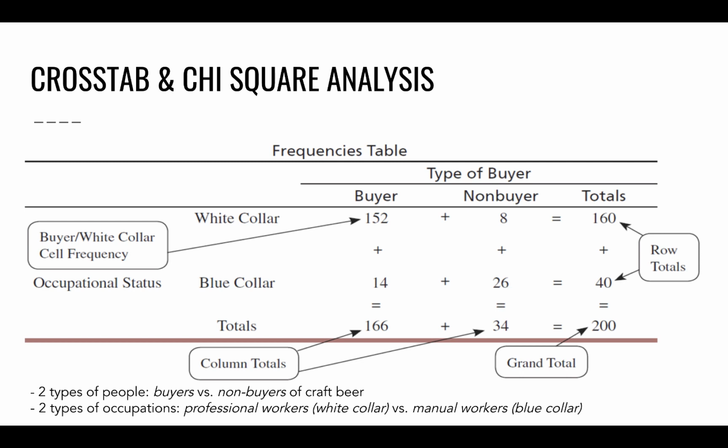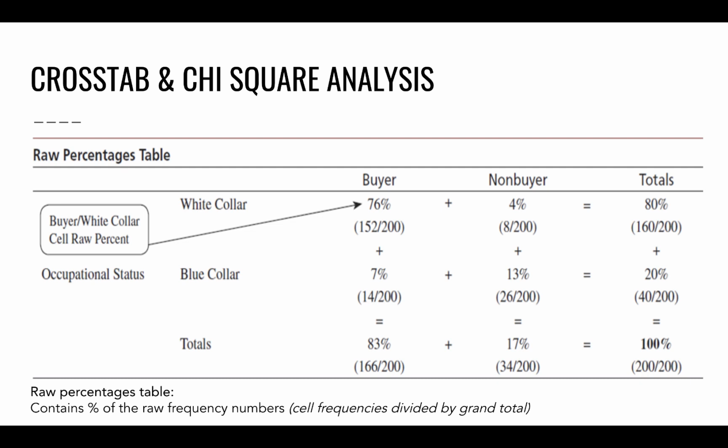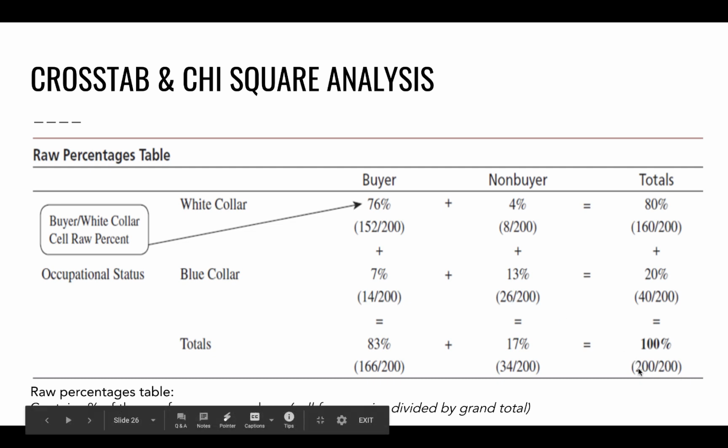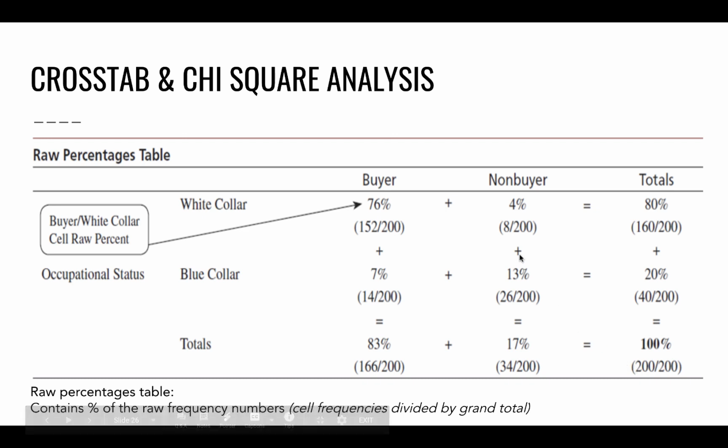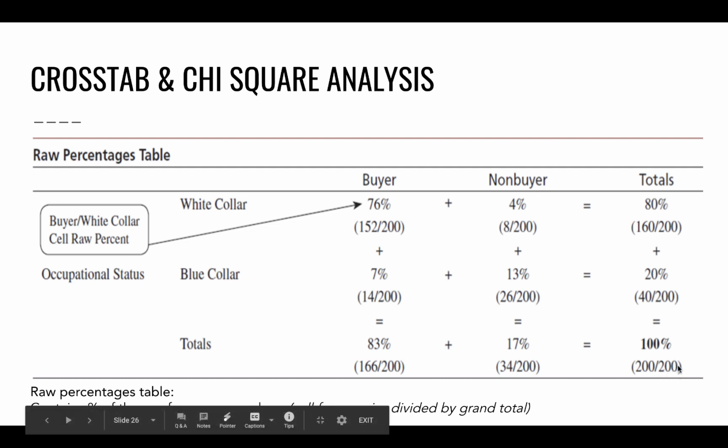So let me show you what a raw percentages table would look like. Here's a raw percentages table based on that same data. So again, we have that 152, 8, 14, 26. We have a total sample size of 200. So the actual raw data doesn't change. What you do show here is the actual raw frequency divided by the grand total of 200.